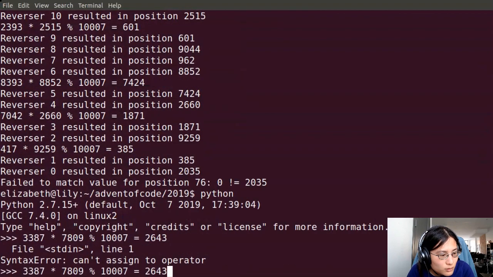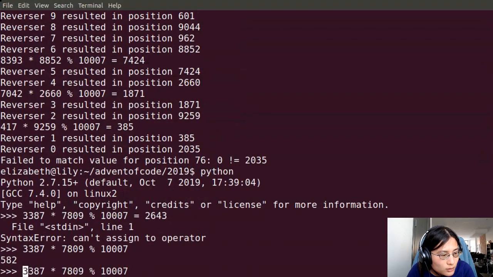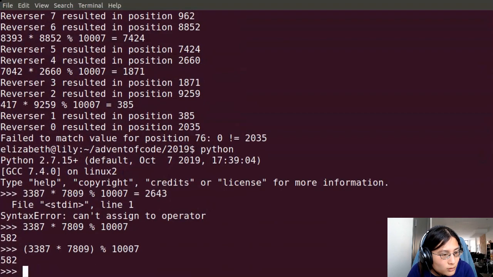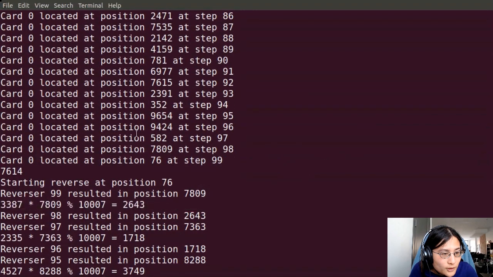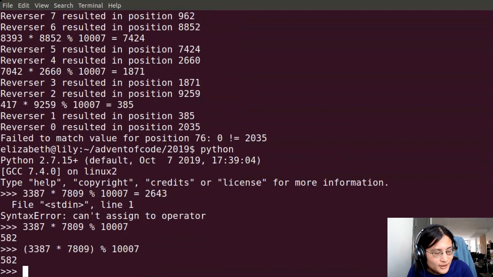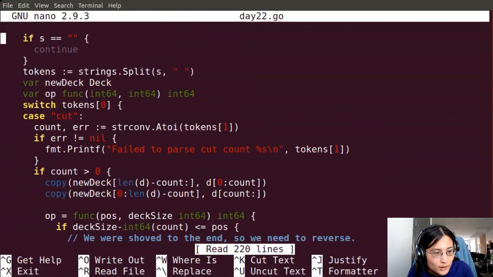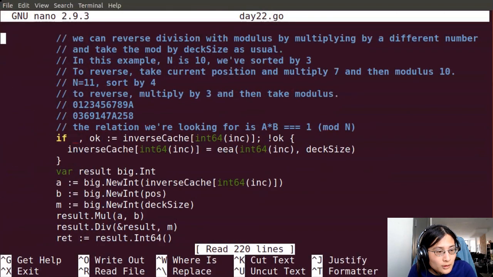This one's not. No, it's not. 582. No, and it should be 582. Okay, so this means the big math library is wrong. So what's wrong with the big math library?